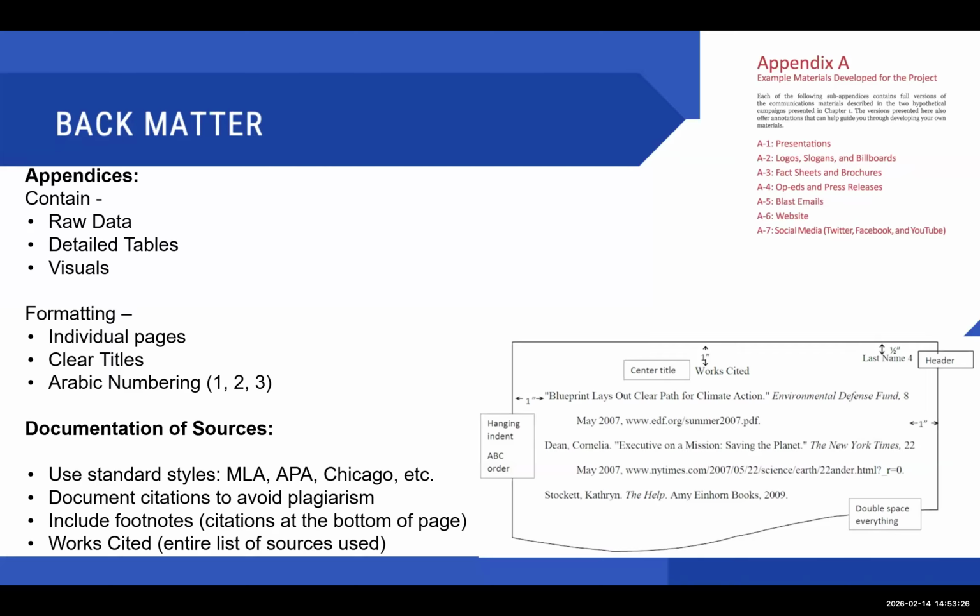The final component is the documentation of sources. To maintain credibility and avoid plagiarism, you must document all citations. This includes statistics and facts that are not generally known. When documenting, you should use standard styles such as MLA, APA, or Chicago.